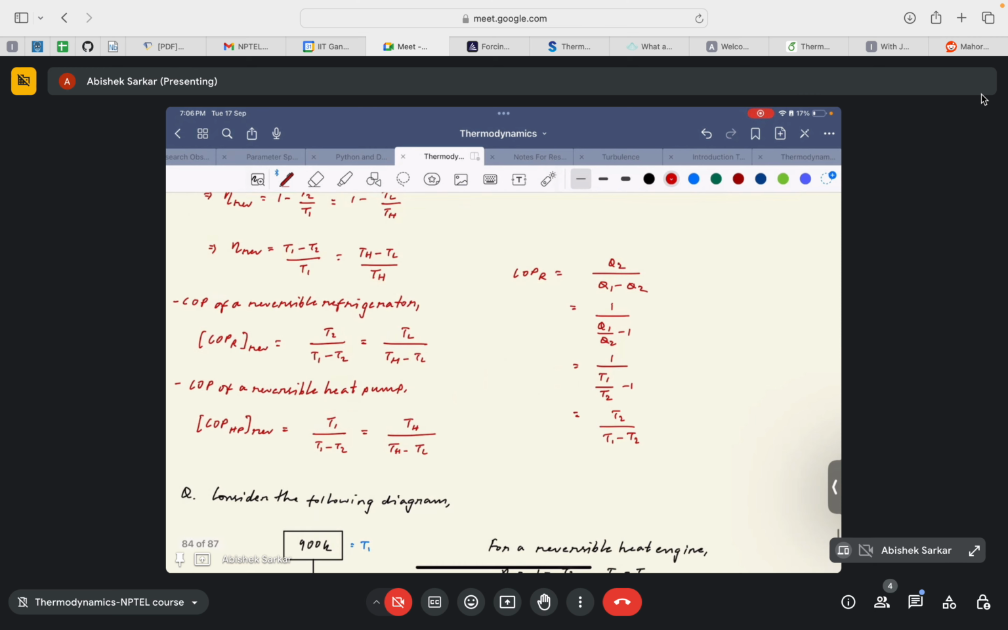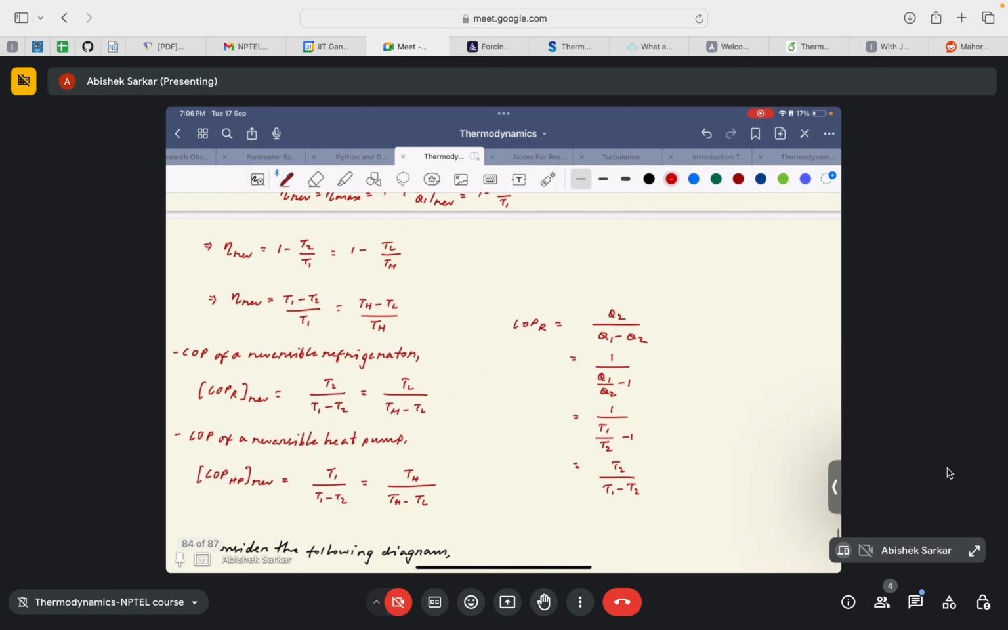Yes, and as Anil rightly mentioned, all these temperatures, in the case of heat engines, or even in the case of refrigerators and heat pumps, must be taken on the absolute scale. And by absolute scale, I mean that the temperature should be in Kelvin.